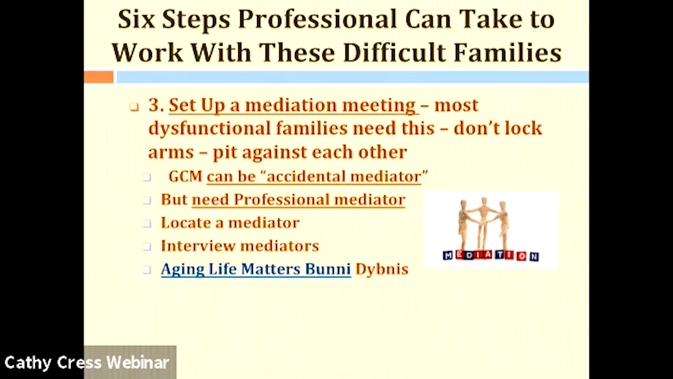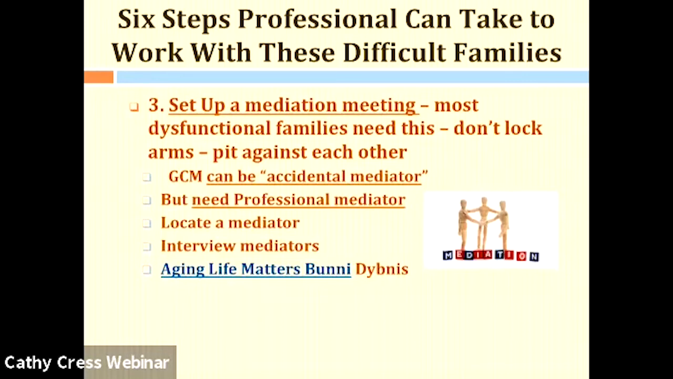And you can set up a mediation meeting. Now, you are not a mediator, and in the Handbook of Geriatric Care Management, there's an excellent chapter on what's the difference between a geriatric care manager and a mediator, written by Dana Curtis, who is an attorney and does excellent mediation. She's out of Marin. And so you really need to understand what's the difference between you and a mediator and when you need to refer to a mediator. And what Dana calls geriatric care managers is accidental mediators.